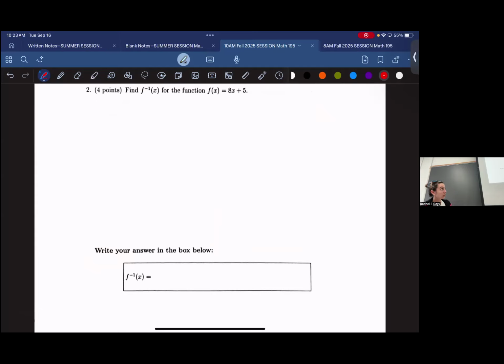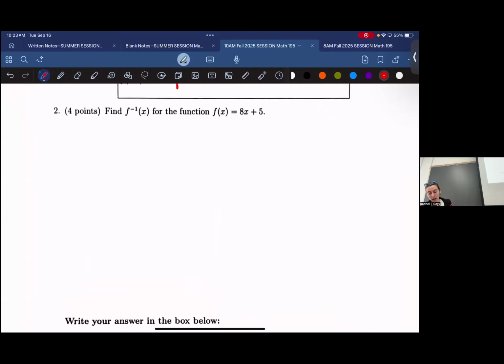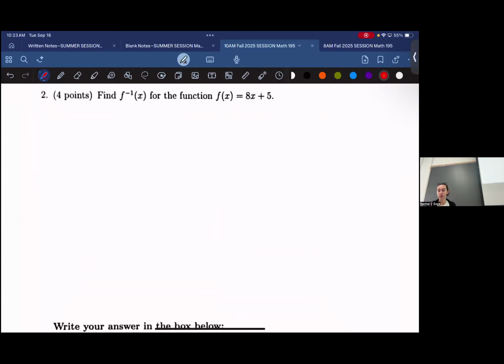We are given a linear function here, and we're asked to find the inverse. So first step, put it in terms of y and x. So we have y is equal to 8x plus 5. Second step, switch your x and y values. So now we have x is equal to 8y plus 5.